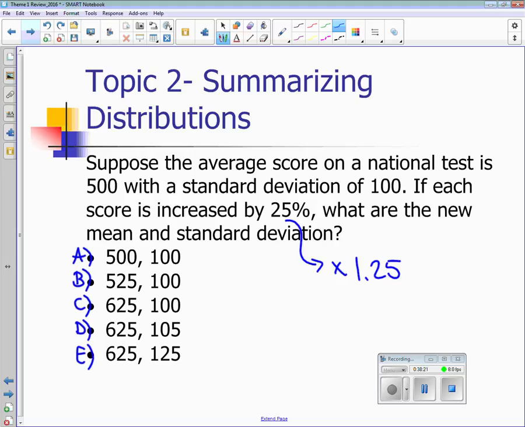When I multiply, which things are affected? Your median, your mean, your standard deviation, your range, your variance, your IQR. What are things that are affected if I multiply by 1.25? Everything. Remember the visual that we did back in September?